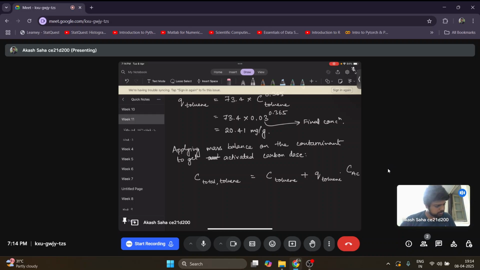Initially it was 0.85 and finally it was 0.03 plus the adsorption capacity, 20.41, into the concentration of carbon. If you solve this, you will get 0.0401 gram per liter, or we can say the dosage of activated carbon required is 40.1 milligram per liter.